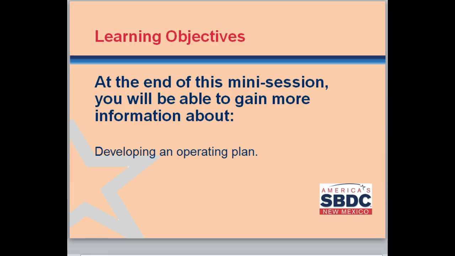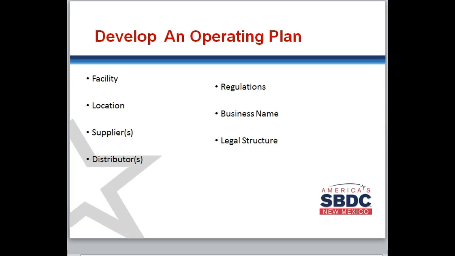At the end of this mini session, you will be able to gain more information about developing an operating plan. The operating plan is exactly what it sounds like. It describes how your business operates. What does your business need to be open for business from day one? When writing your plan, try to keep your discussion on the present needs, even if you have big plans for the future. You can then outline your future needs and goals at the end of your discussion.